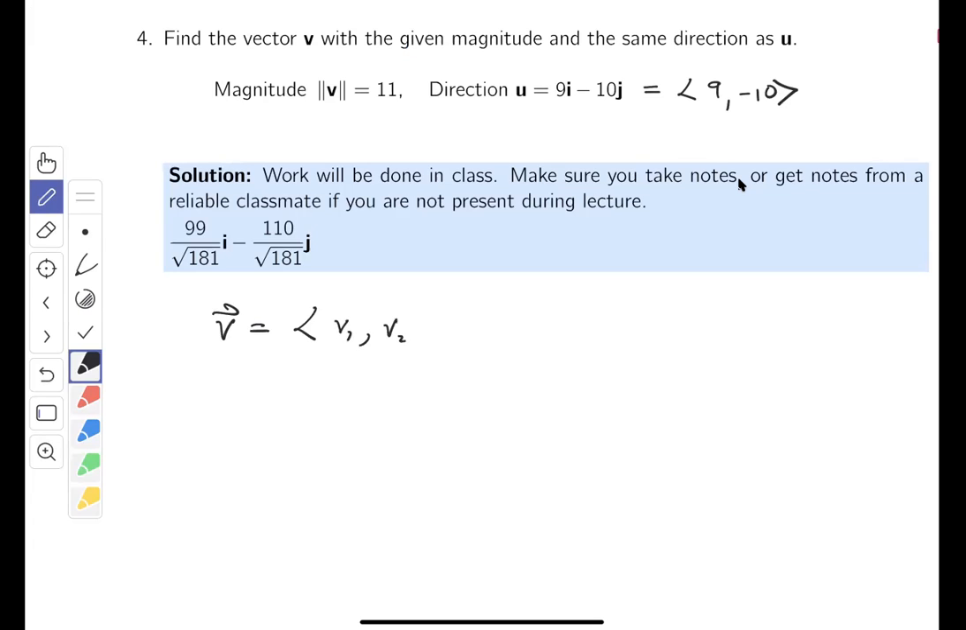Now, what else do I know about V? I know the length of V is going to be 11, right? Now, the problem comes now is it has the same direction as U. So what I'm going to do is I'm going to write a unitized vector down for you.